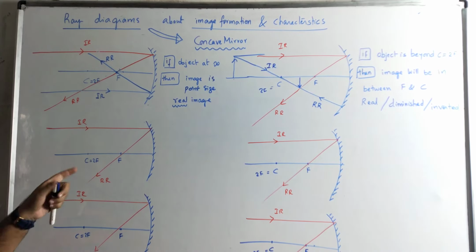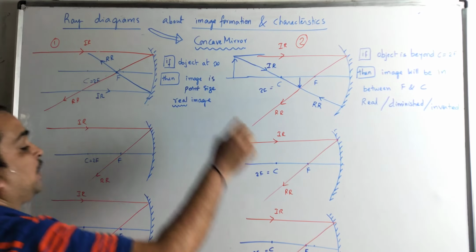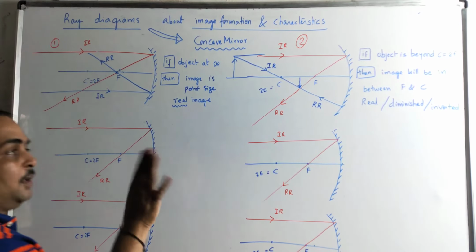Now we'll go for the next ray diagram. This is the first one, that's the second one, number-wise, just textbook numbers. They are okay, they have some reason for it that we'll discuss later on. You may ask, sir, why is it not 1, this is 2, like that. This order you follow.